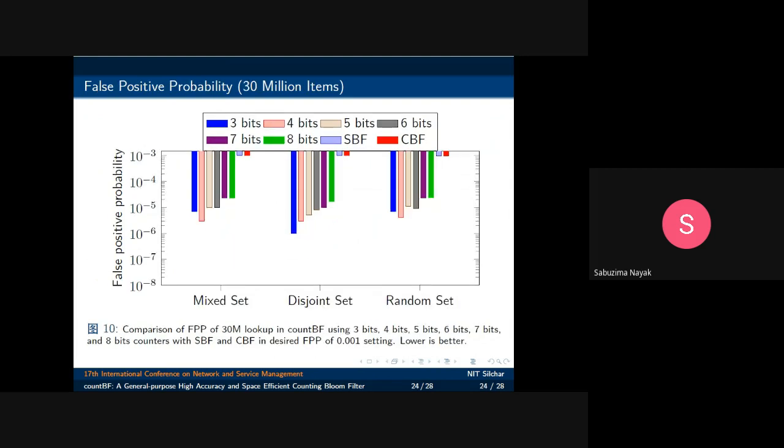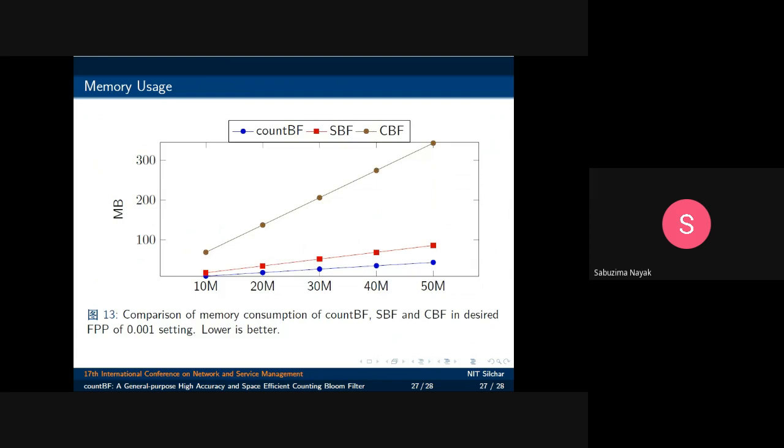In false positive case, I'm only going to discuss about 50 million items. The CountBF maintained around 10 to the power minus 5 in all cases. CountBF and standard Bloom filter maintain the desired false positive, that is 0.001. And disjoint set has more false positive probability compared to mixed and random set.